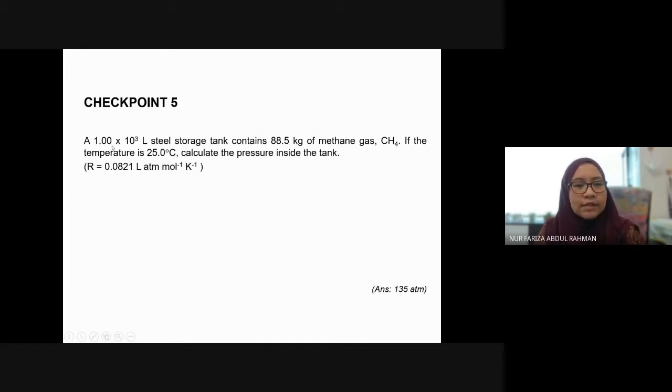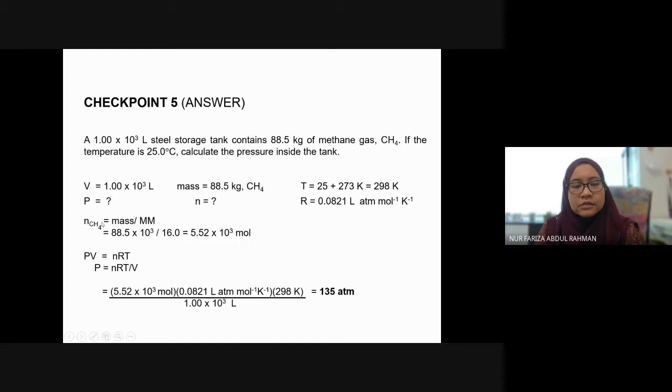A 1 times 10 to the power of 3 liter steel storage tank contains 88.5 kilograms of methane gas. If the temperature is 25 degrees Celsius, calculate the pressure inside the tank. We are going to use PV = nRT, and we want to calculate P. You have all the information given in the question, so you just insert the values into the formula, and then you will get the final answer.